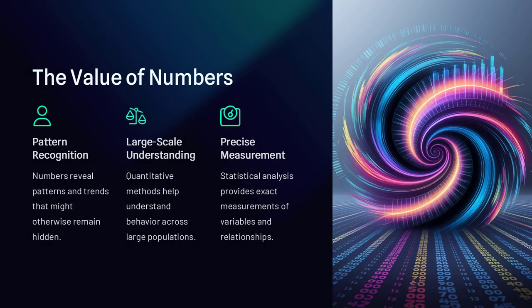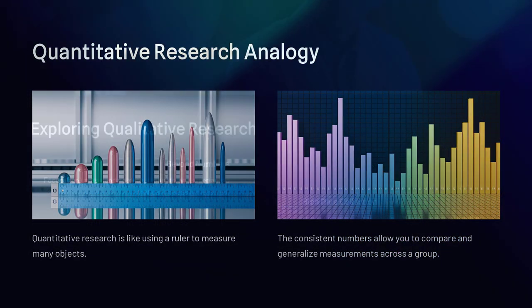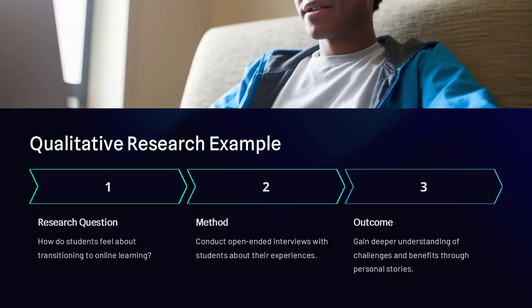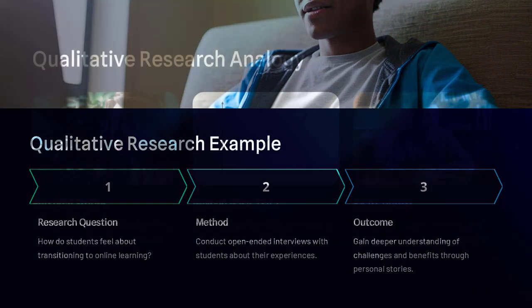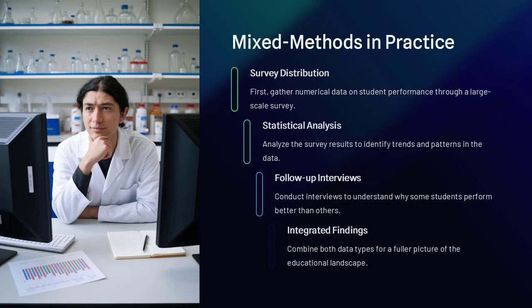For example, imagine you want to know how many students in a school prefer online classes over traditional ones. You might design a survey with structured questions and use statistical methods to analyze the answers from hundreds or even thousands of students. One might ask, why is it important to collect numerical data? Because numbers allow us to see patterns and trends that help us understand behavior on a large scale.